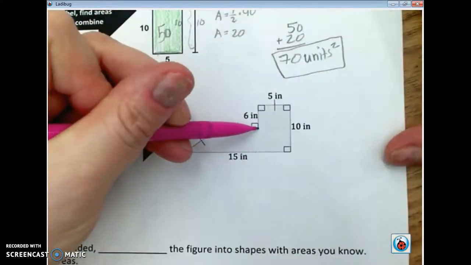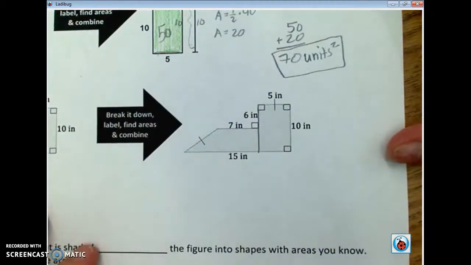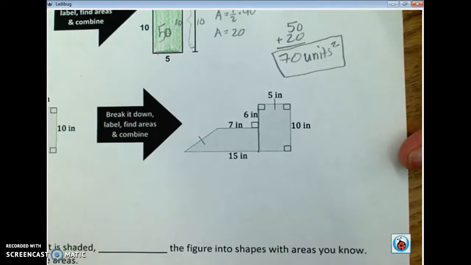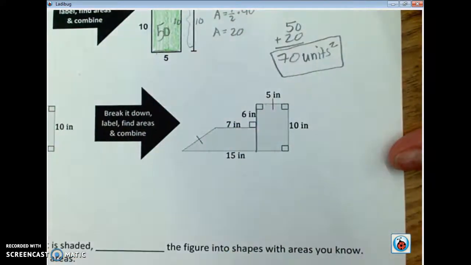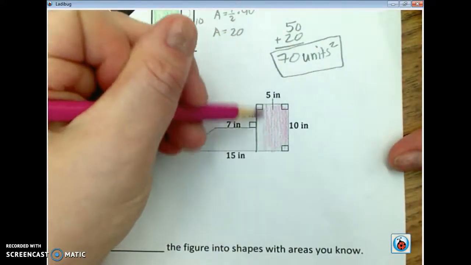I see it as 2 shapes. Okay? You've got to be careful to make sure when you break it up that you have enough information to finish everything. So here, let me go ahead and color that in pink. I see a rectangle.